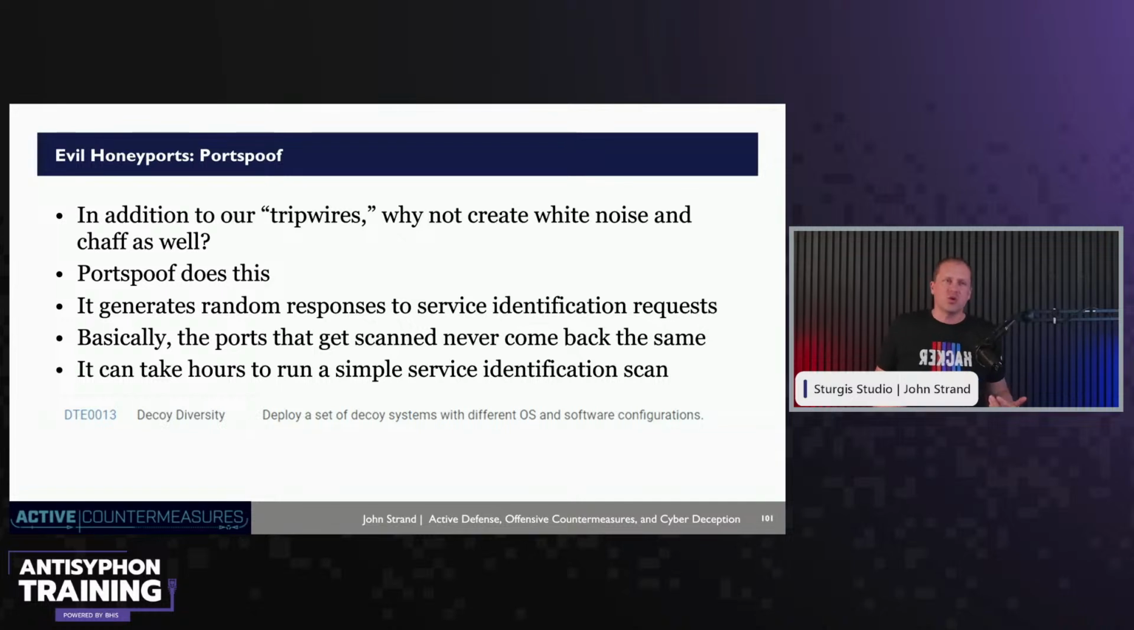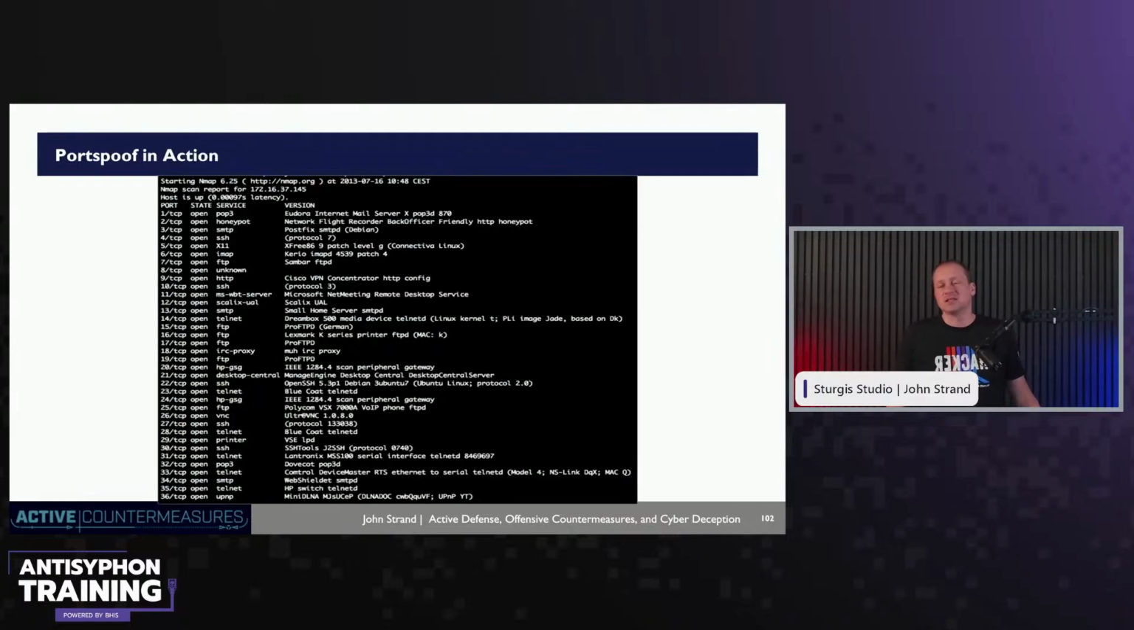And we could generate white noise for that attacker. Well, if you ever sat around and thought about that, well, PortSpoof is the tool for you. And what this tool does is it generates random responses to every single port that the attacker tries to scan. Basically, the ports that get scanned never come back with the exact same service identification. And you're going to see how that service identification gets really weird. It can take hours to do a simple service identification scan against one system. And if we're looking at MITRE, this goes into decoy diversity. Deploy a set of decoy systems with different operating systems and software configurations to lie to the attacker.